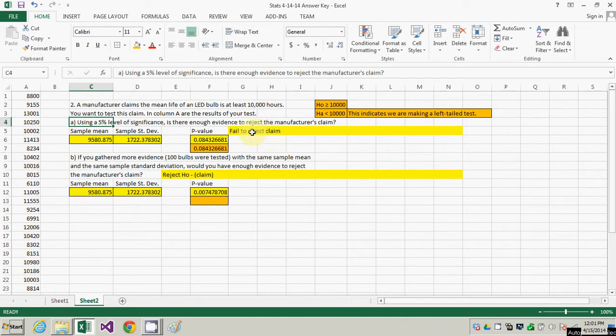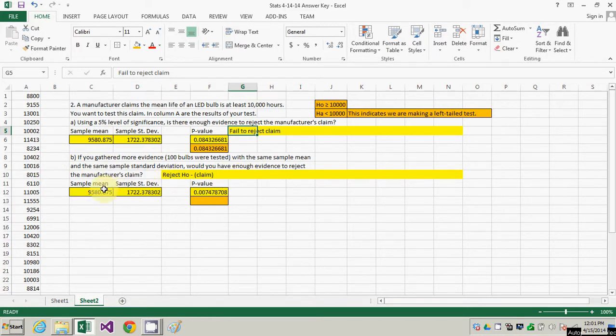So therefore, we fail to reject the claim. The p-value is greater than the level of significance, so we fail to reject. But on part B, it says if we gather more evidence, 100 bulbs with the same sample mean and the same sample standard deviation, would you then have enough evidence to reject the manufacturer's claim?